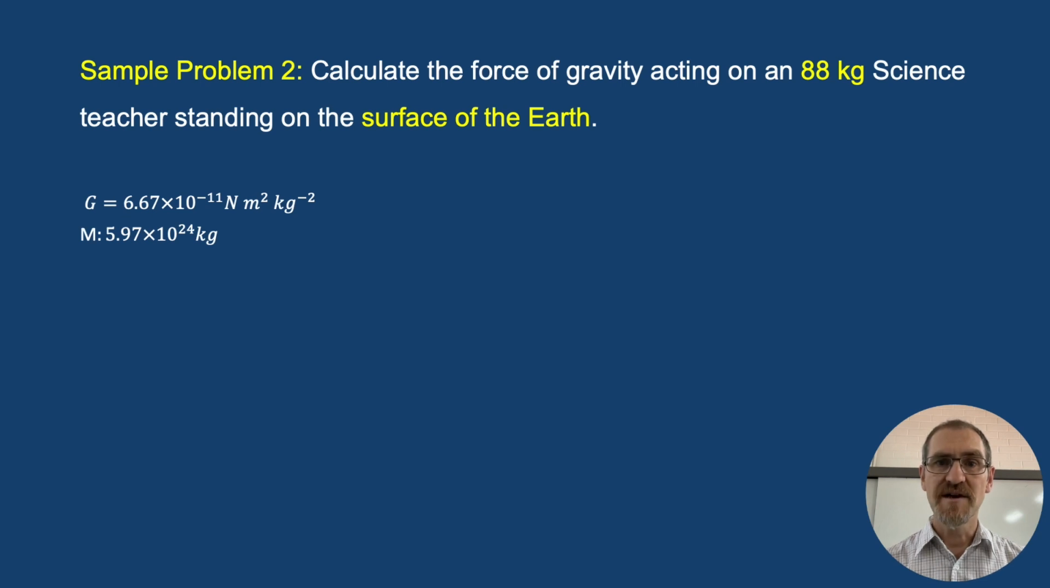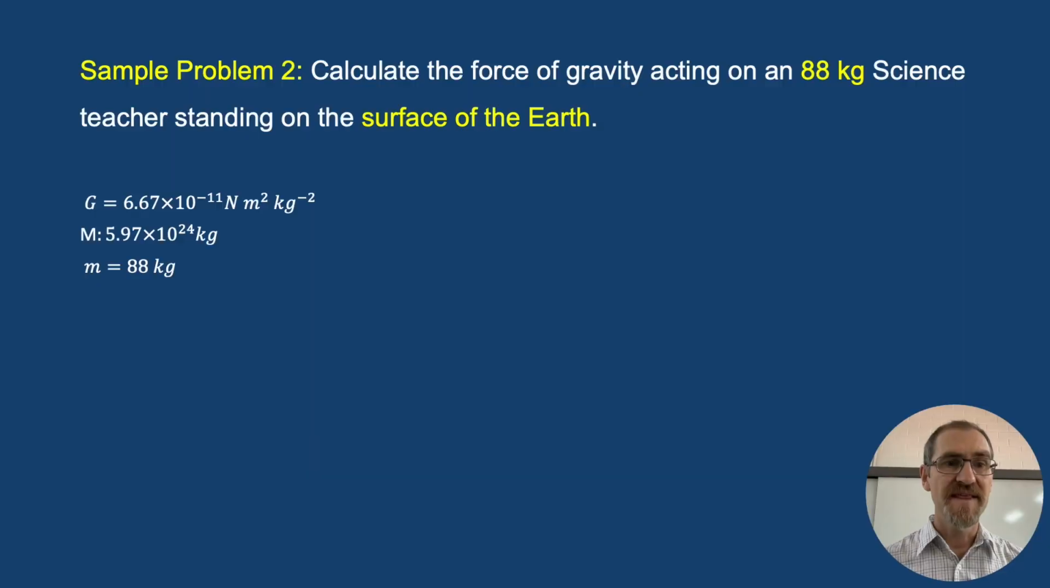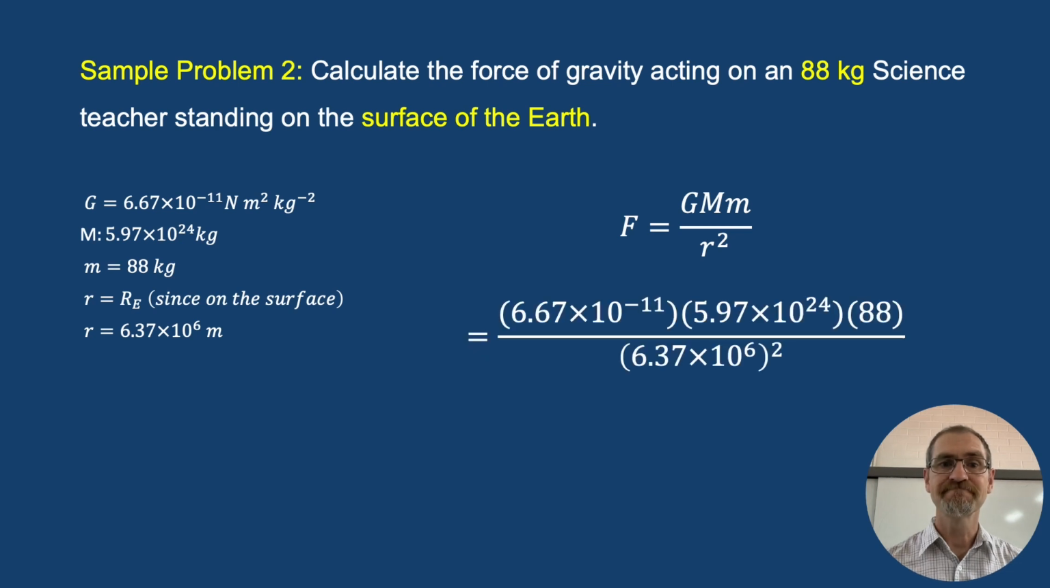We know the mass of the Earth. Now, you might think you don't know the mass of the Earth, but it'll be in the formula and data sheet. In physics tests and physics exams, we always make sure that you've got the constants that you need. There's the mass of the teacher. The distance between the centre of the Earth and the centre of the teacher is basically going to be the radius of the Earth. If you don't know the radius of the Earth, again, it's in the formula and data sheet, so you're going to be fine. We select our equation.